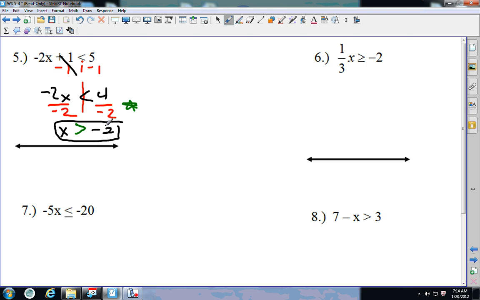I need to move this down. There we go. So I have negative 2. 0 is on the right-hand side. I will use an open circle and shade to the right.